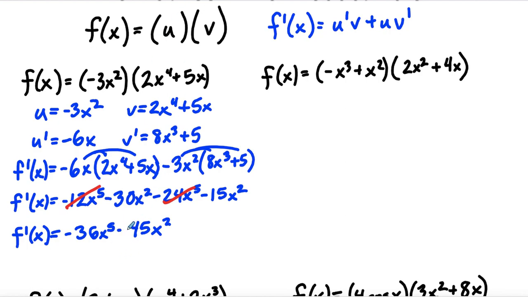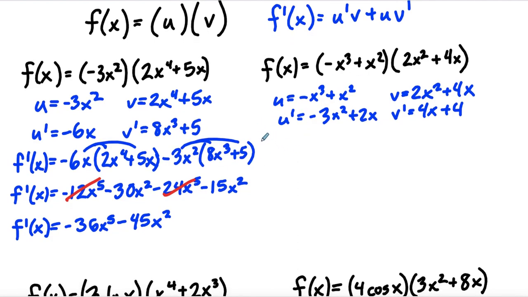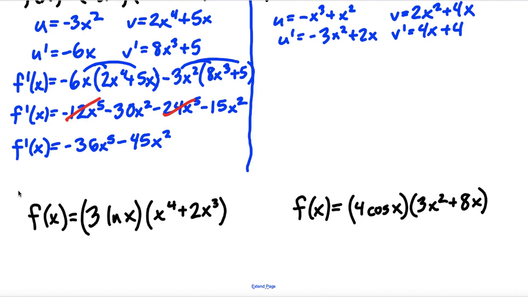All right, let's go on to the next one. Same process. u is going to be negative x cubed plus x squared, and v is going to be 2x squared plus 4x. So my u prime is going to be negative 3x squared plus 2x, and my v prime is going to be 4x plus 4. You can already see this one's going to get a little trickier. So let's make a little barrier here so we know which problem we're on, and move this down so we have plenty of room.